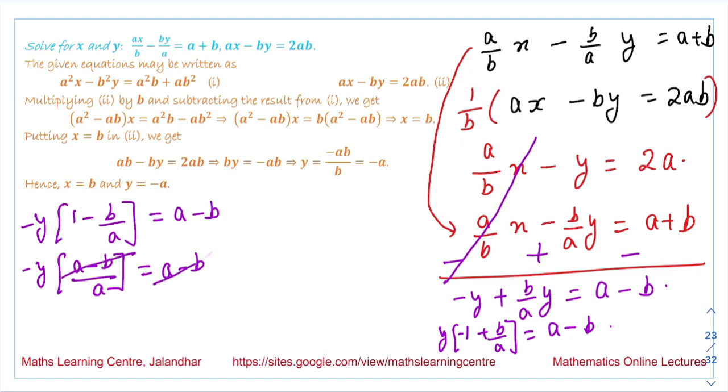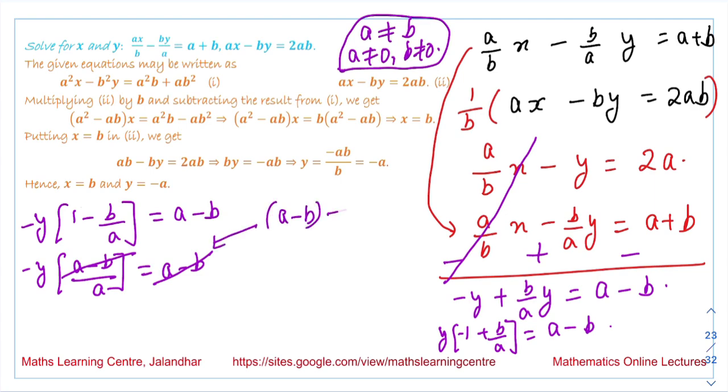So a minus b gets cancelled. We are considering that a is not equal to b, a is not equal to 0, b is not equal to 0. These things we are considering over here, otherwise we are not able to cancel these terms. We are cancelling a minus b on both sides. It means a minus b is not equal to 0, which means a is not equal to b. So what we get is that the value of y is minus a.